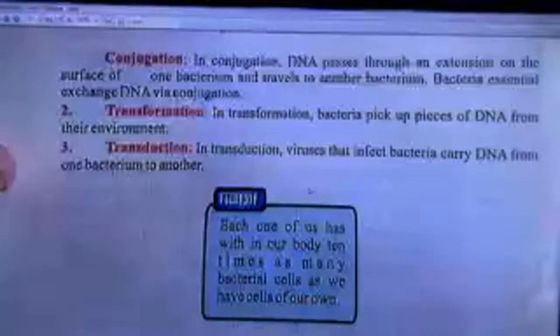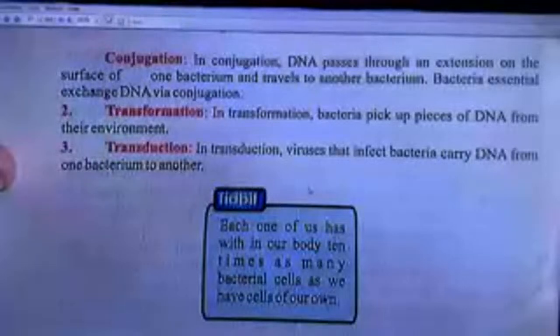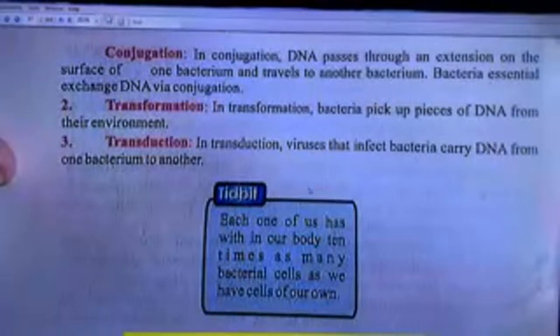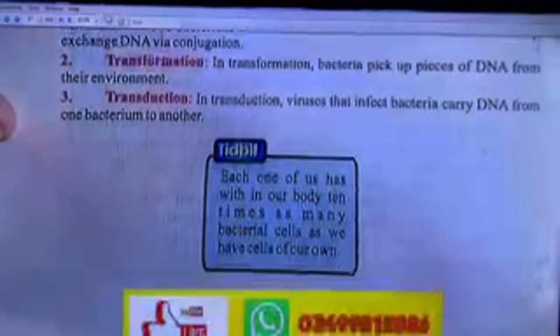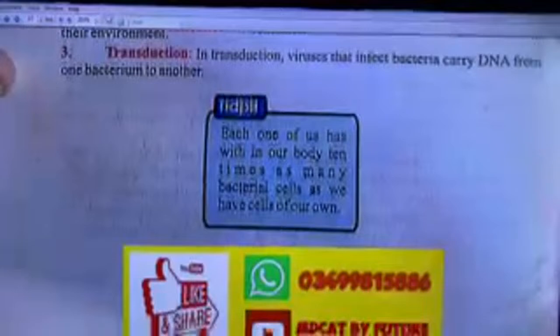Conjugation. A pilus extends from the surface of one bacterium and travels to another bacterium. Bacteria essentially exchange DNA via conjugation. Transformation. In transformation, bacteria pick up pieces of DNA from their environment. Transduction. In transduction, viruses that infect bacteria carry DNA from one bacterium to another.